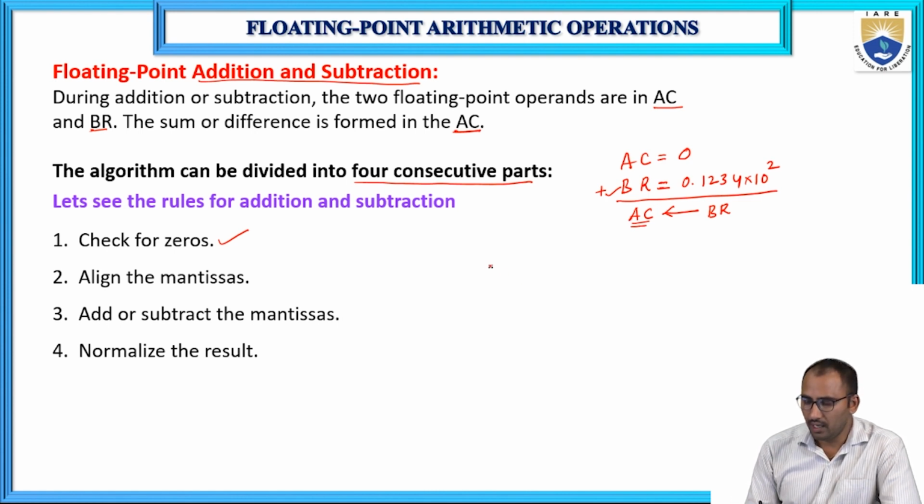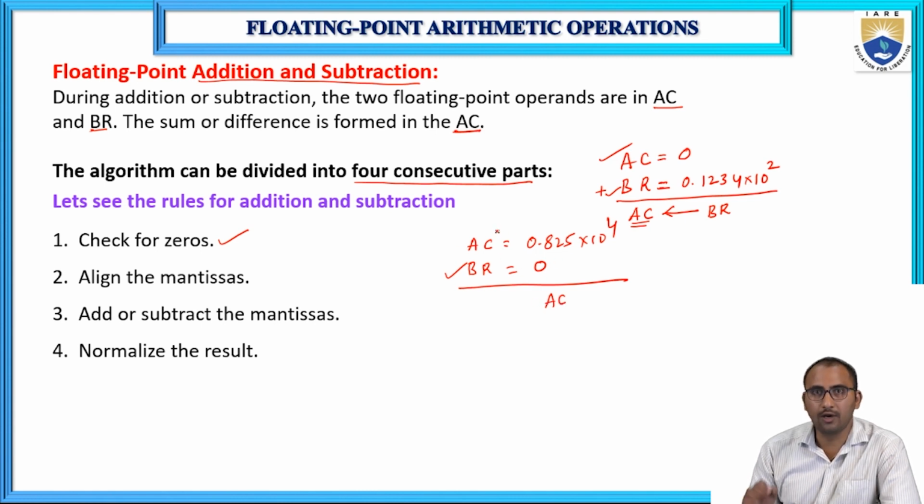Similarly, take another case: AC has some value 0.825 into 10 to the power of 4, and BR is equal to 0. Now the BR register content is 0, whereas in the previous case the accumulator register content was 0. So now the result is AC. The result is equal to the contents of the accumulator, and these contents will be stored in the accumulator itself.